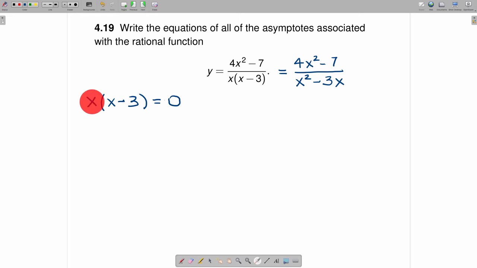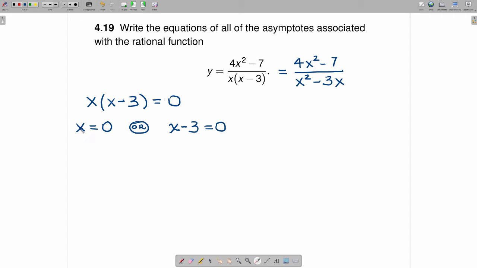In this case, we have one thing multiplied by another thing is equal to 0. Again, we're trying to find out when the denominator is equal to 0, and that means either the first, x, is equal to 0, or the second, which is x minus 3, is equal to 0.